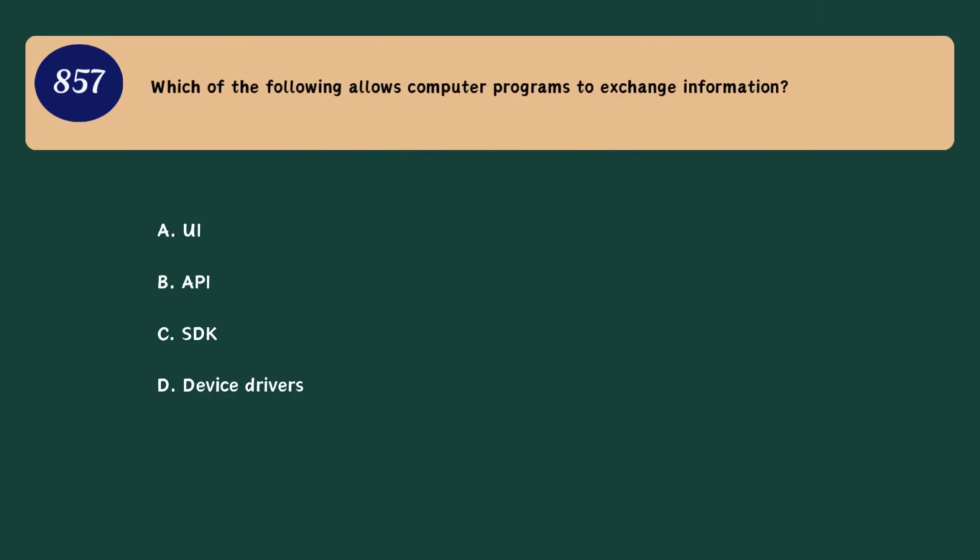Question 857. Which of the following allows computer programs to exchange information? A. UI. B. API. C. SDK. D. Device drivers.